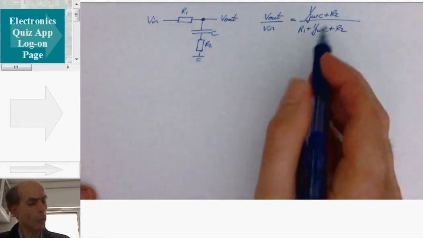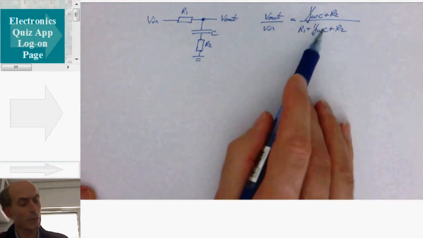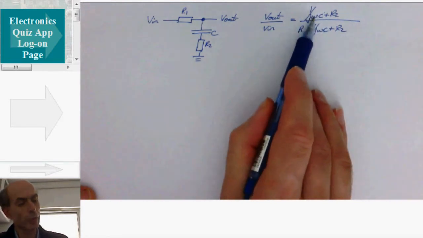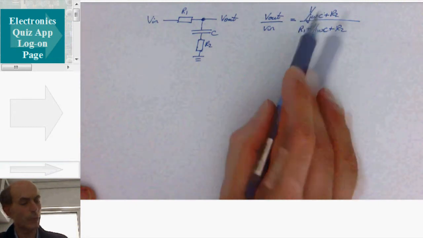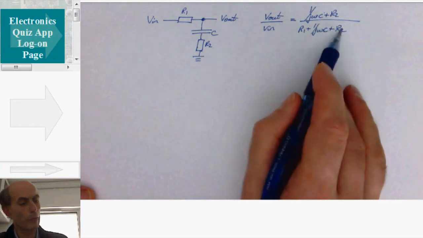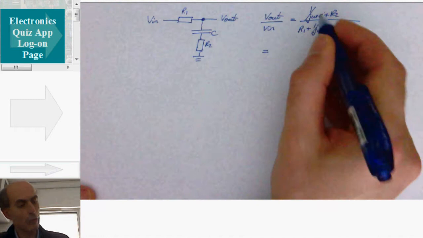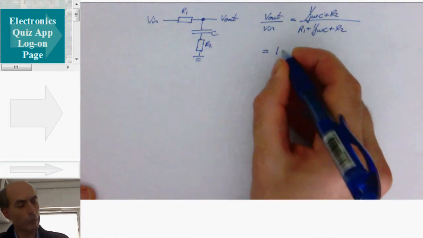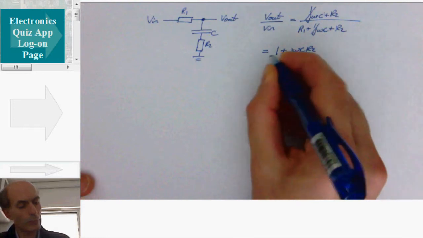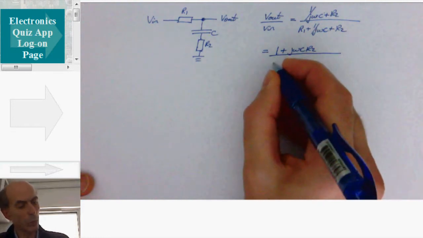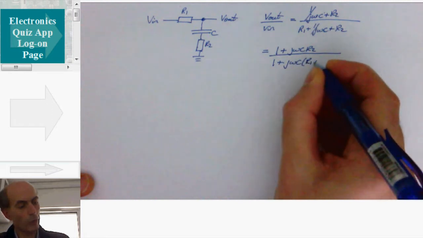Again, what we're trying to do is get a polynomial divided by a polynomial. We haven't got that because we've got terms in j omega underneath a 1 over thing here. So we'll multiply all of these 5 terms by j omega C. That should leave the ratio unchanged, and that will give me 1 plus j omega C R2 divided by 1 plus j omega C (R1 plus R2).